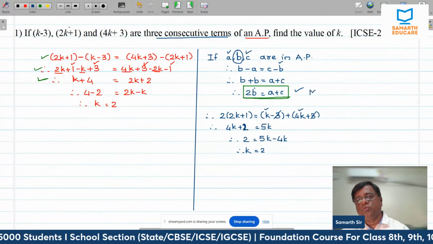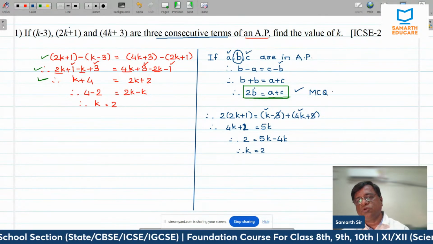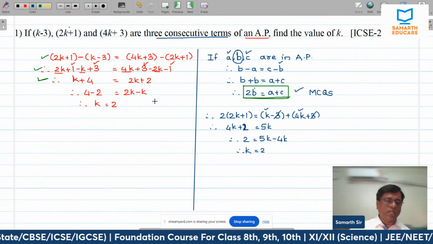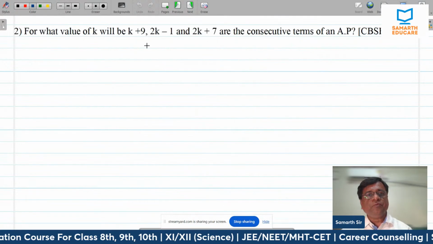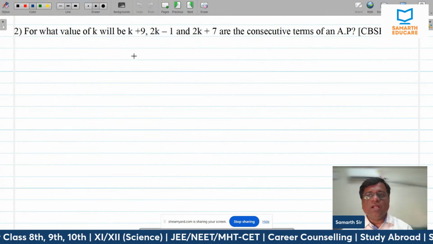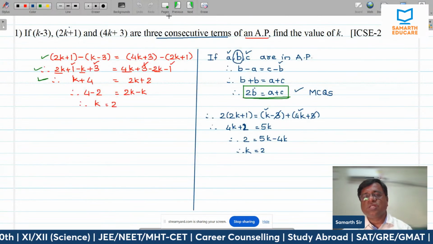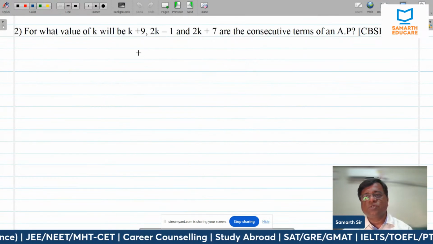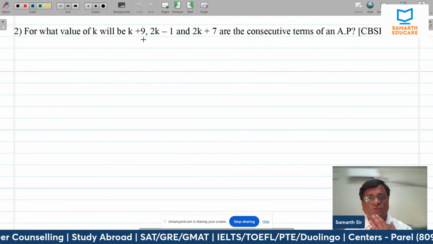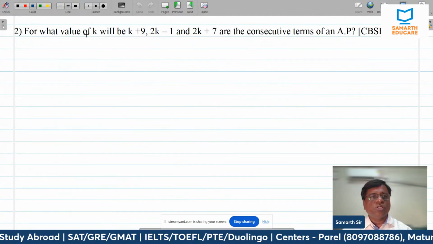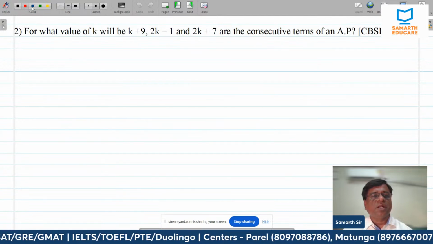This is to be used only in case of MCQs, because in MCQs nobody is going to look at the method that you are using. Only the answer is required. All right, now a similar kind of question. This question was there in the ICSE board, and this question is there in CBSE. Hence I am taking these together because they are similar. So you will get each other's questions, and it is better practice for you.